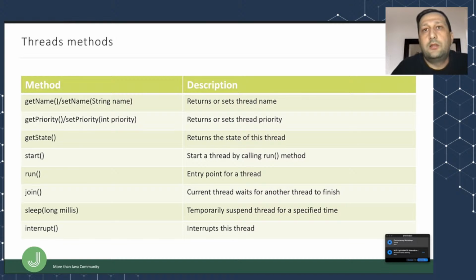The start method starts the thread by calling the run method. The run method is an entry point for a thread, for a task. The join method is used for waiting for another thread to finish. Sleep temporarily suspends the thread for a specified time. The interrupt method simply tries to interrupt this thread. Let's move on.